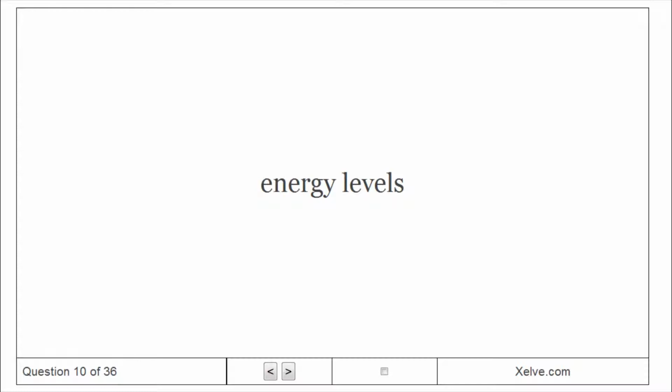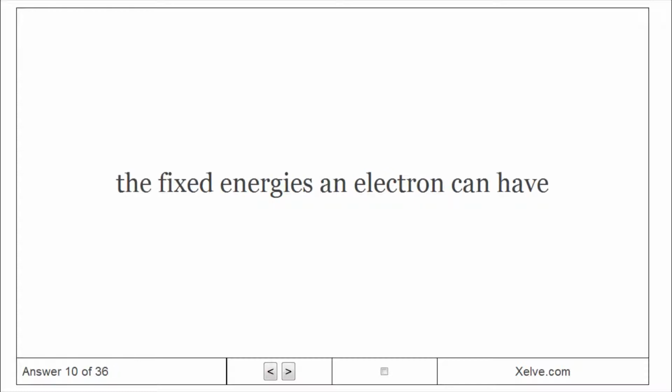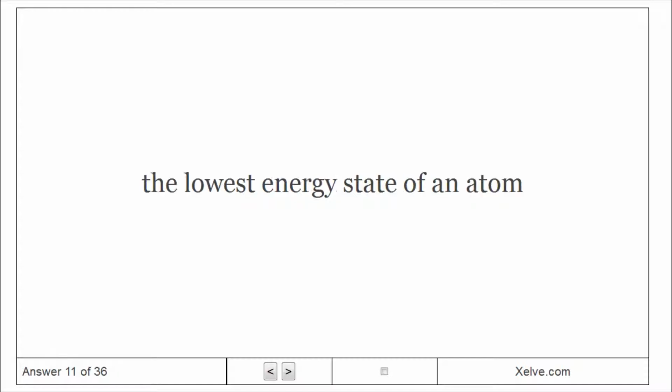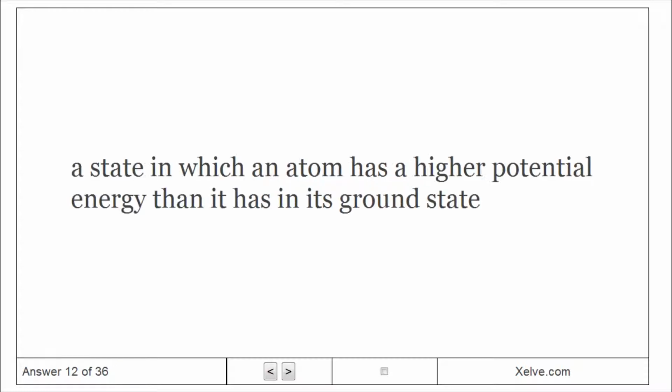Energy levels. The fixed energies an electron can have. Ground state. The lowest energy state of an atom. Excited state. A state in which an atom has a higher potential energy than it has in its ground state.